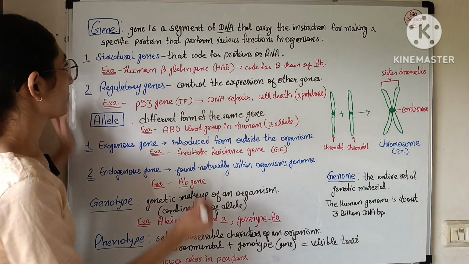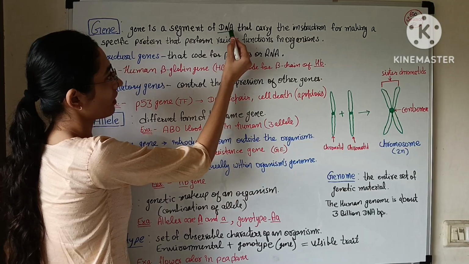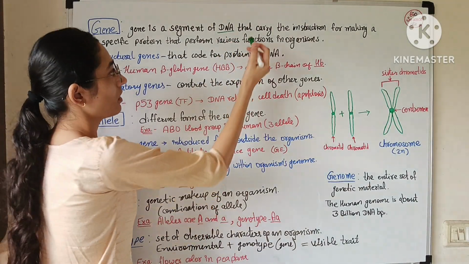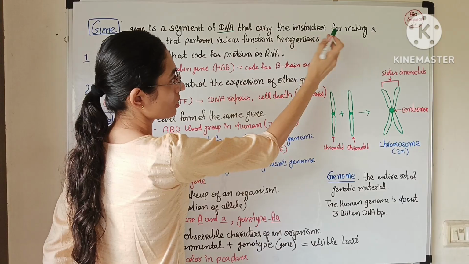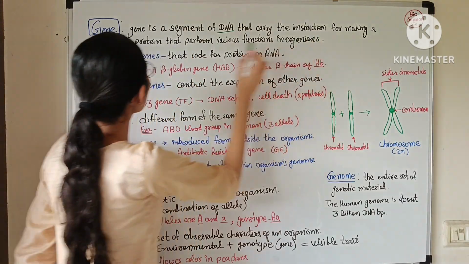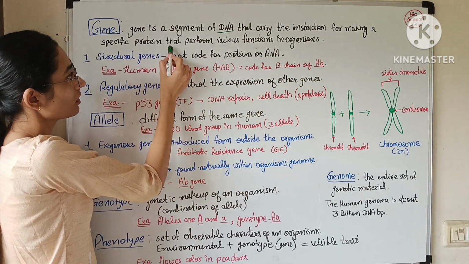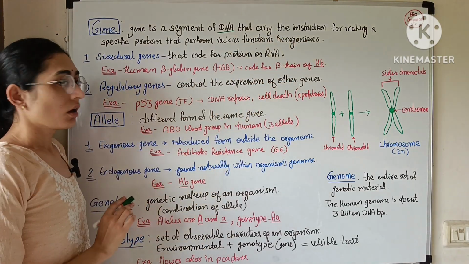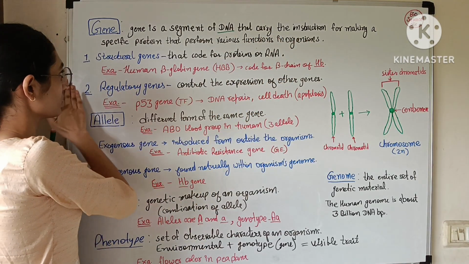What is gene? Gene is a segment of DNA, which is the genetic material in our body that carries the instruction or information for making a specific protein that performs various functions in organism. There are two types of genes.